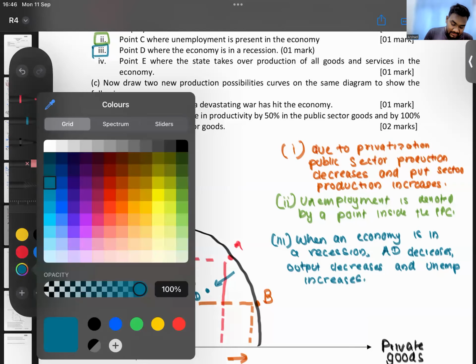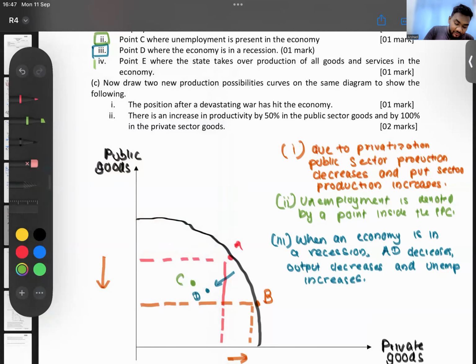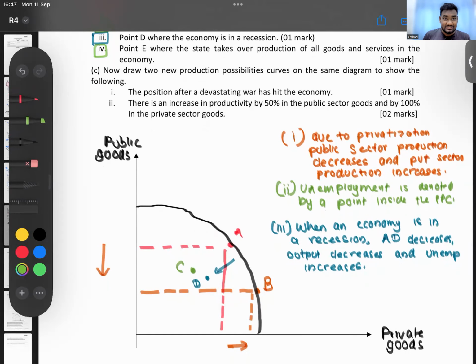Then the next one, point 4. No, it doesn't really have to be in the middle. As long as you can draw a point inwards, it's correct. I am just drawing it at the middle here. Okay. Point E, where the state takes over production of all goods and services. What do you think happens? If the government decides to produce all the goods and services, where do you think this E is?